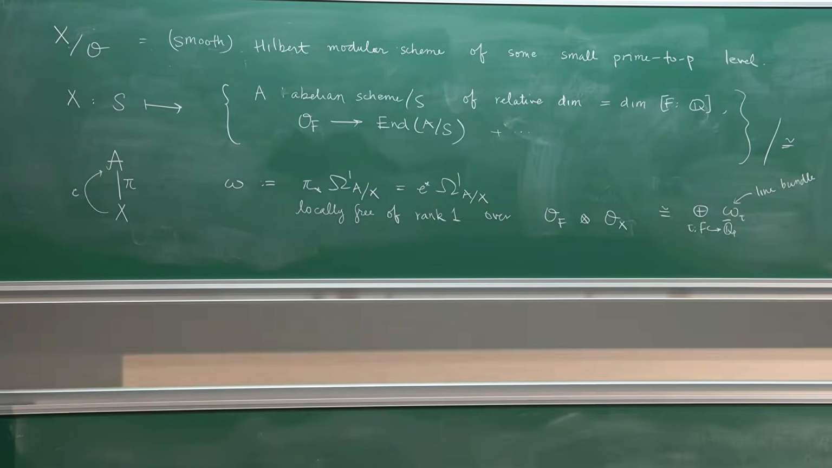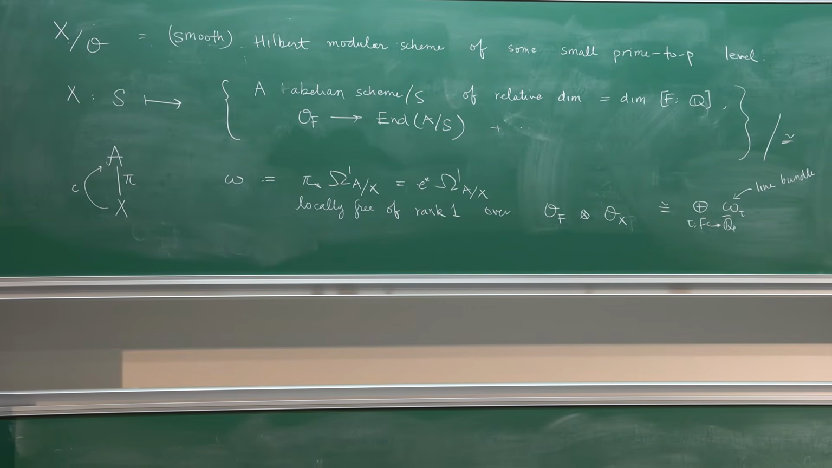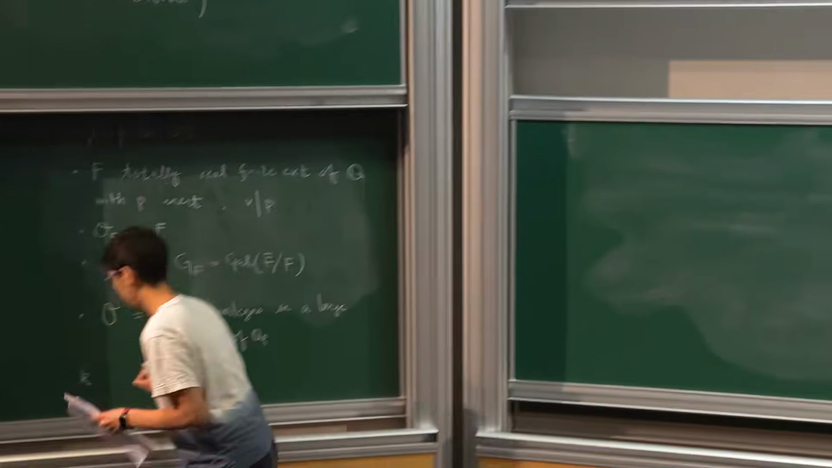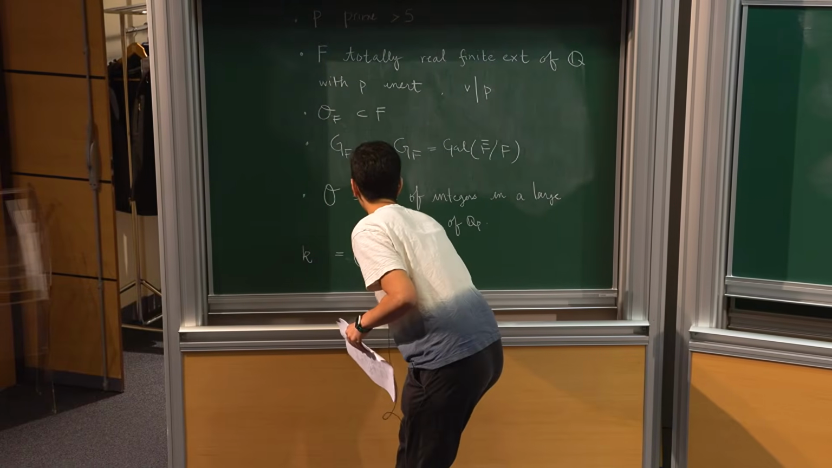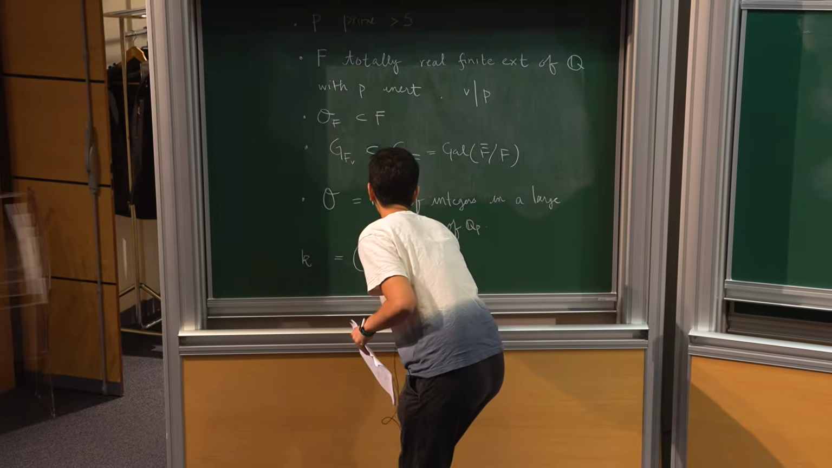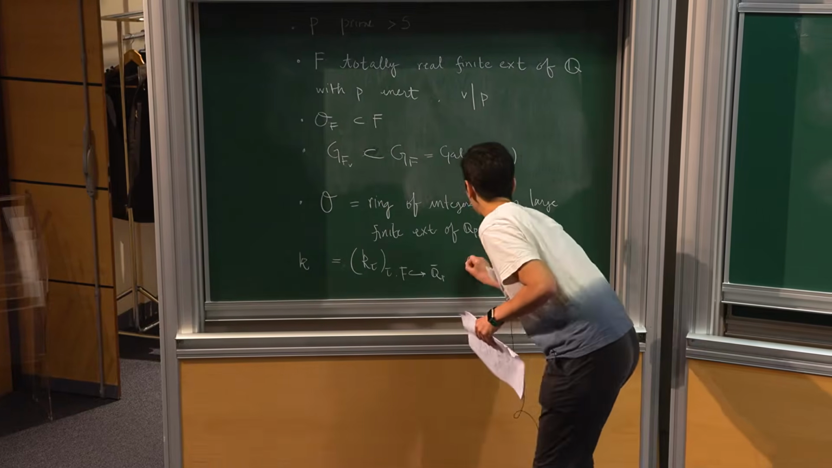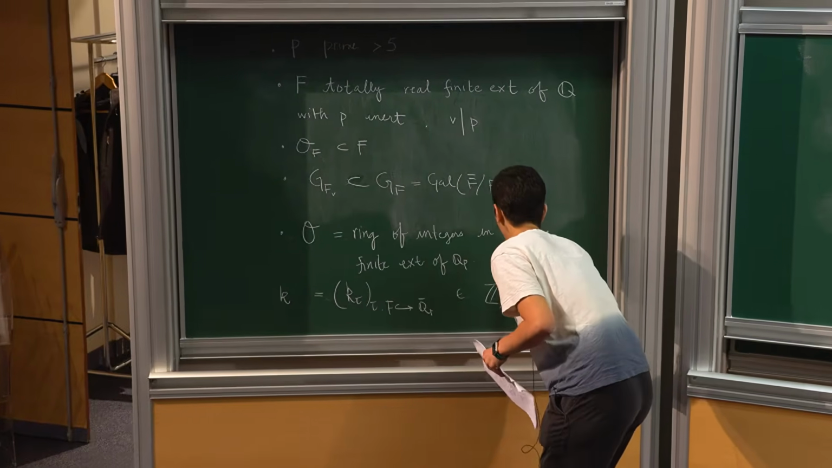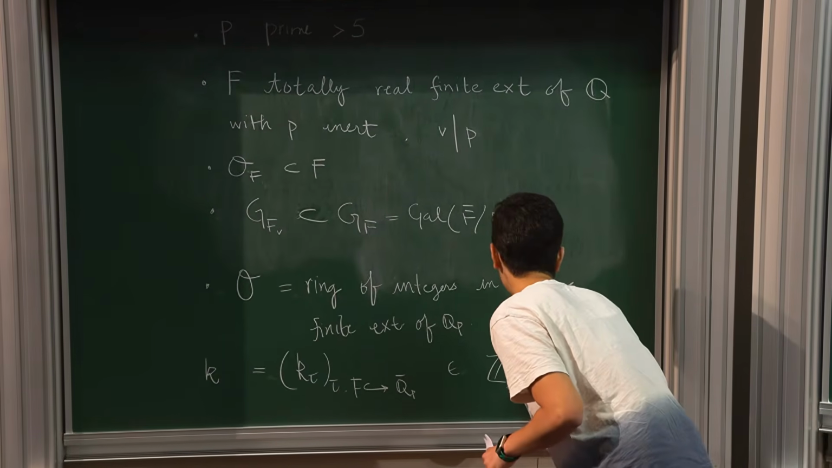And we'll choose integers, a tuple of integers k, indexed by these same embeddings tau from F into Q_p bar, that are positive integers and of degree equal to the degree of F over Q.